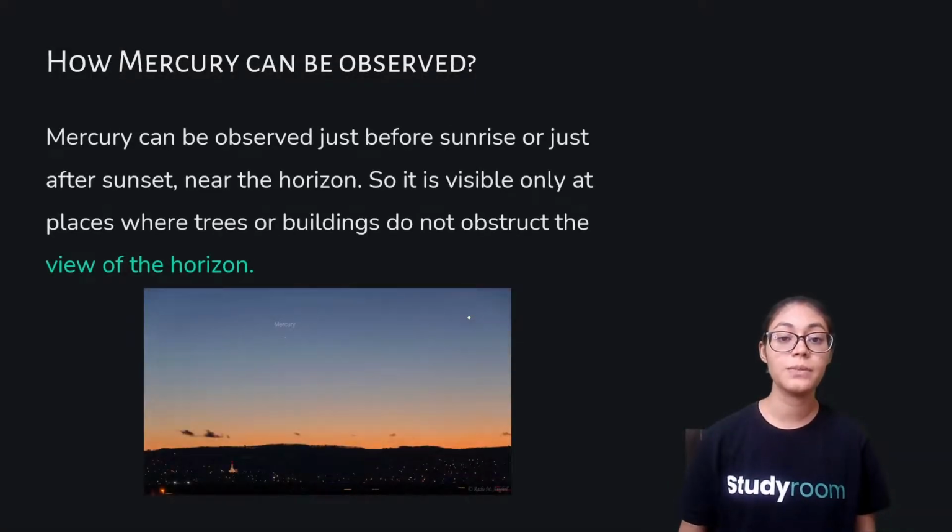How can Mercury be observed? Mercury can be observed just before the sunrise or just after sunset near the horizon, as shown in the picture. Here, a tiny little dot will be seen. So it is visible only at places where trees or buildings do not obstruct the view of the horizon, right?